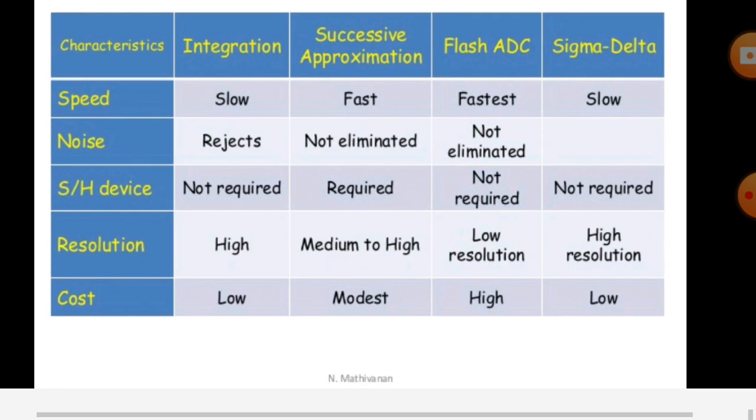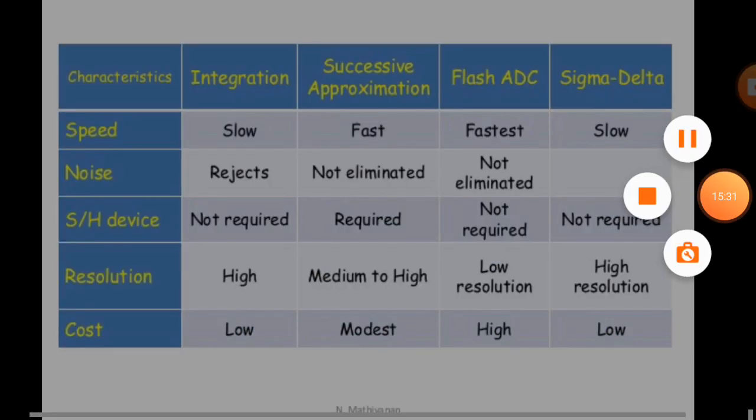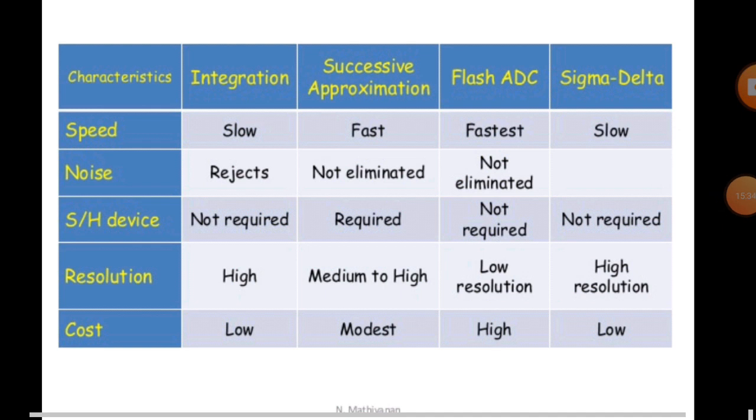With this, we will complete the fourth chapter, that is analog to digital converters, of data acquisition system and microprocessor, which carries 30 marks, and this is a very important chapter from the exam point of view. Please go through this. Thank you.